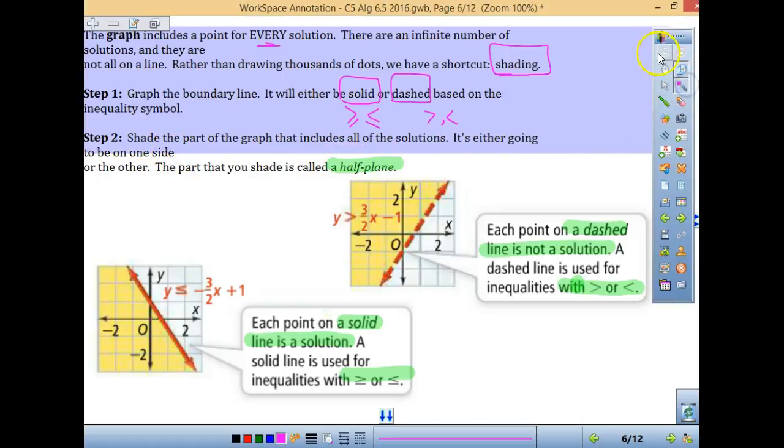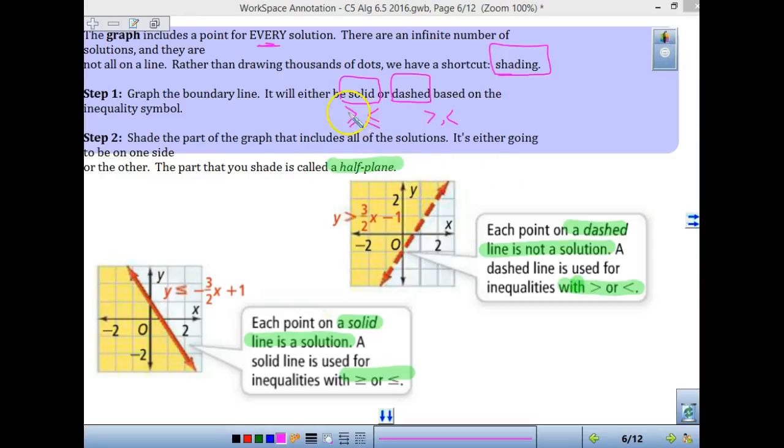Now, what I have students do when they are thinking of this is we usually read it. Joey, how would you read that? Y is greater than 3 halves x minus 1. Okay. Ottawa, if we were going to read this one. Y is less than negative 3 halves x plus 1.